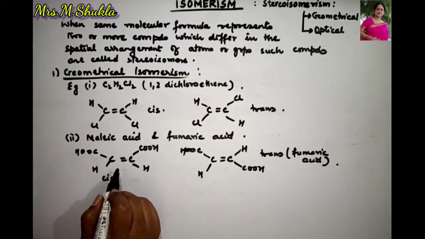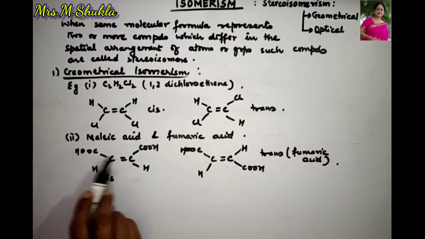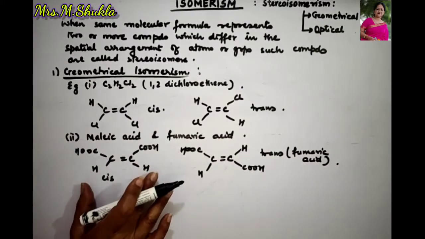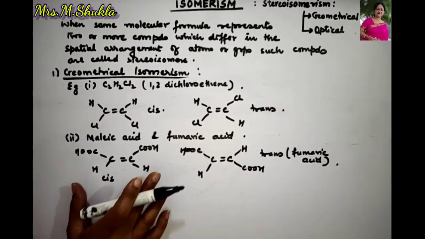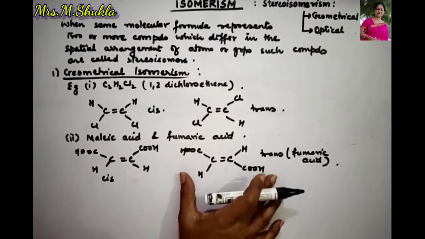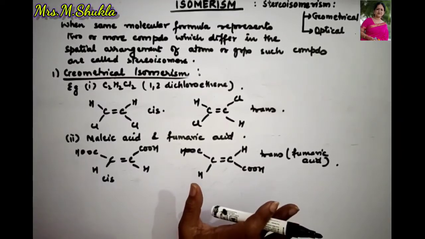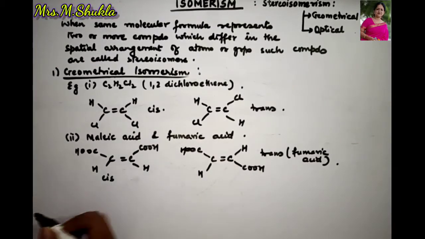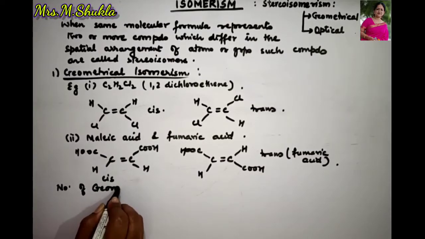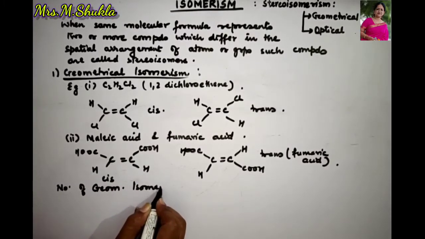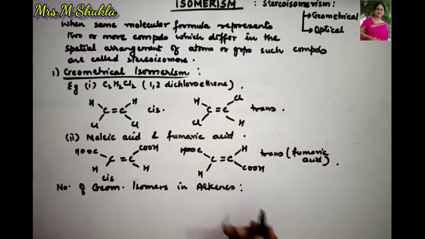So we can also say this is cis butene-1,4-dioic acid. What is the name of this? Cis butene-1,4-dioic acid, whereas this is trans butene-1,4-dioic acid. Now, how can we find the number of geometrical isomers in alkenes? Let's see that.